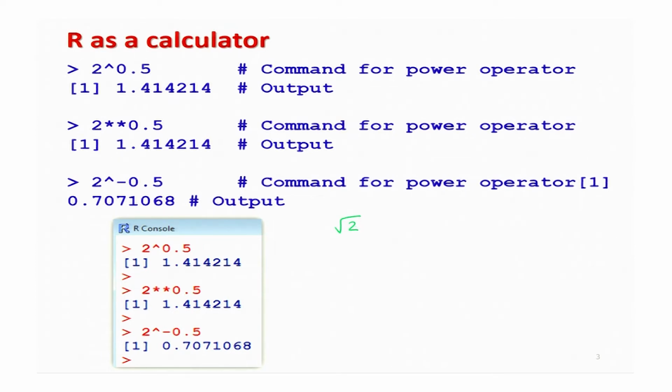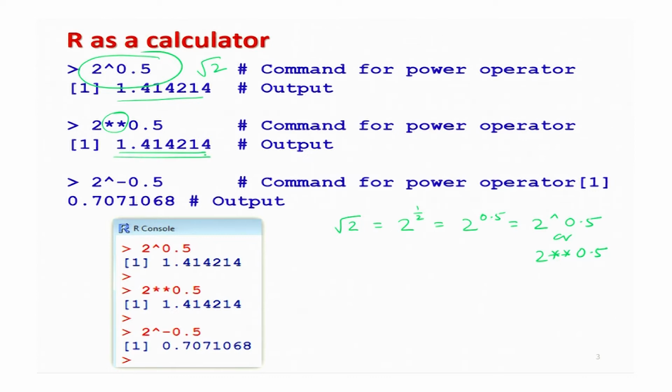You know this square root of 2 can be written as 2 raised to the power of 1 upon 2, or 2 raised to the power of 0.5. So after this you can very easily write this quantity in R as 2 hat 0.5 or 2 double star 0.5, and this is what I have shown you here. This is the value of square root of 2, giving you 1.414214, and similarly the same operation you can do with the double star also. This is also giving you the same value.